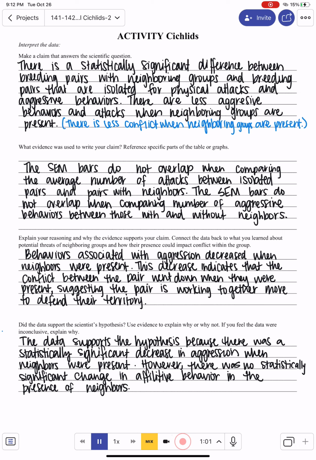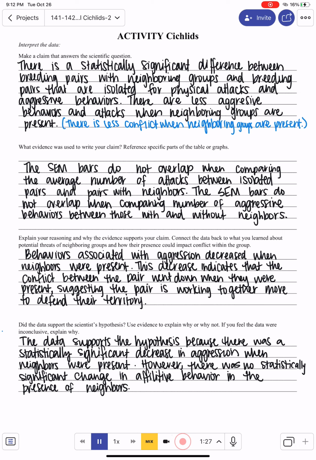The second part asks you what evidence was used to write your claim. You need to reference specific parts of the table or graphs. This is where those SEM bars that you drew come in handy. Just like we've taught you from the beginning of the year, you make your claim about the data, you point out the data, and why it's statistically significant or not. That's always your SEM bars.